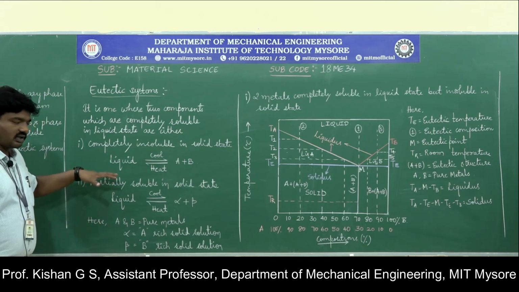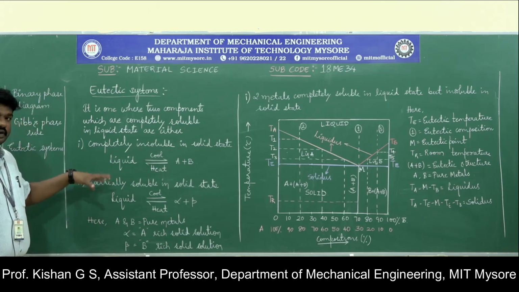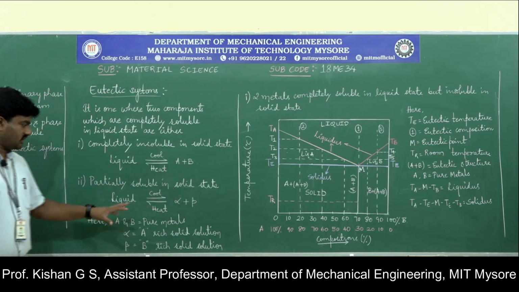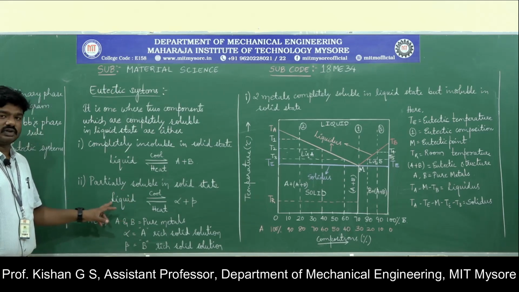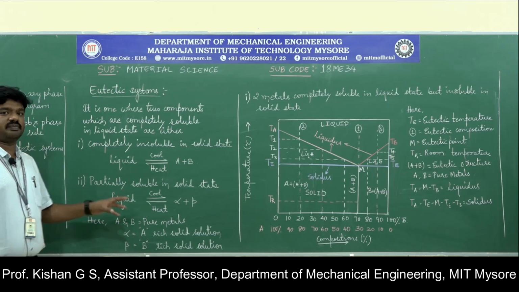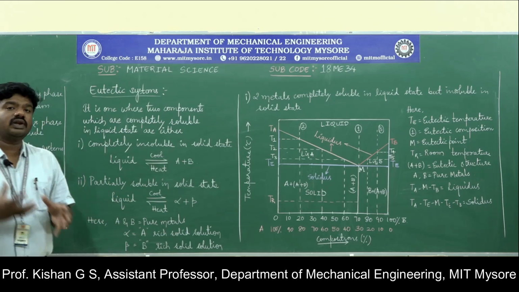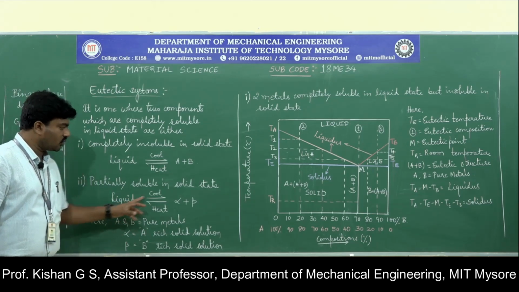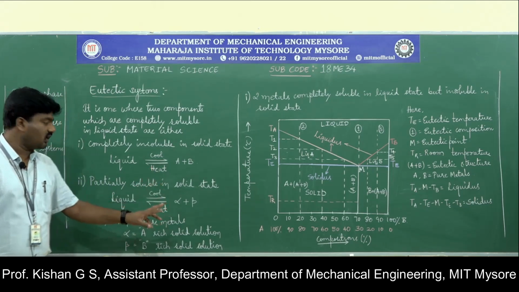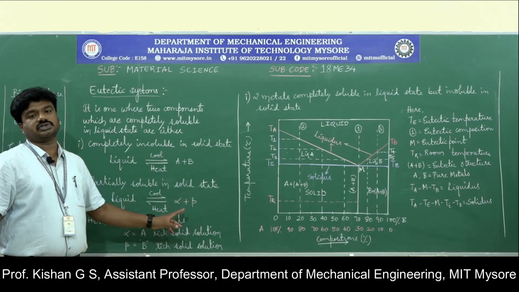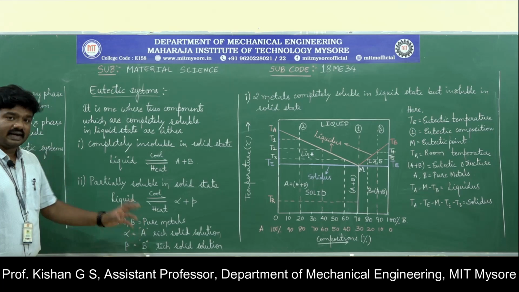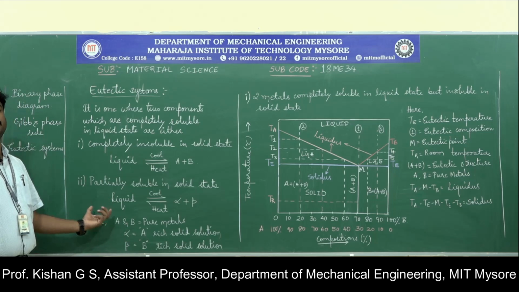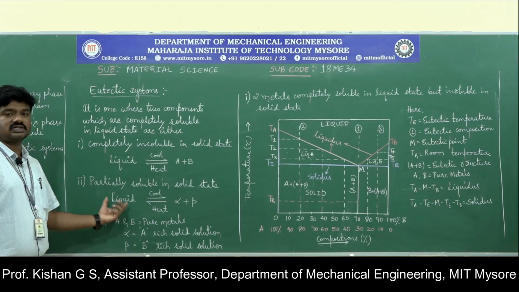So in case of the second condition here, where it is completely soluble in liquid state and partially soluble in solid state, we can see like this. In liquid state, A and B will be mixing together, whereas in case of solid state, when you cool those metals to form a solidified product, since it is partially soluble, you will get alpha and beta, which are rich mixtures of A and B respectively. Upon heating, in the liquid state, the same alpha and beta will be completely merged, hence A plus B is represented as liquid here.